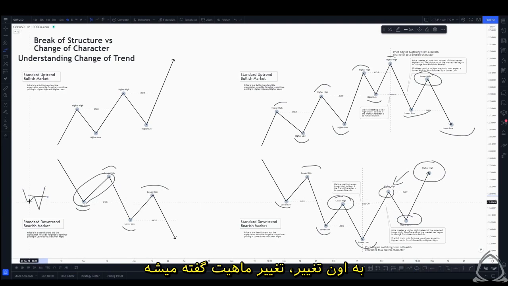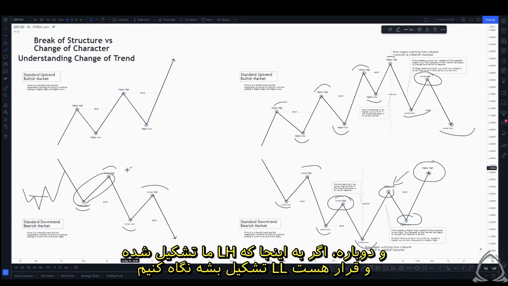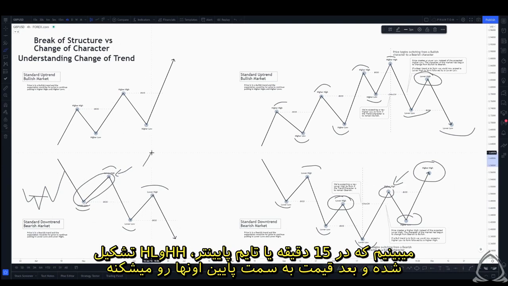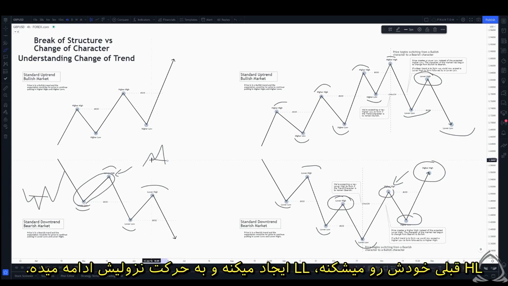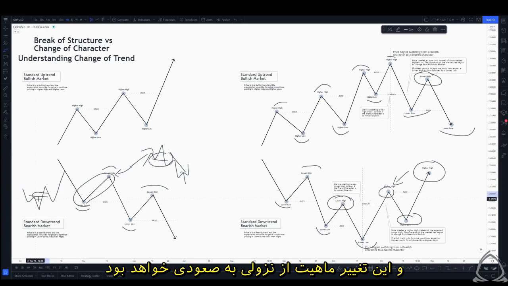That change would be called a change of character. And then once we create another higher high, we have now confirmed a bull trend on the 15-minute. And then again, if we look at this spot where we form the lower high and then start to form our lower low, we would see the 15-minute or a lower time frame creating higher highs and higher lows. Then price would break to the downside, breaking the previous higher low, forming a lower low, and then continue to move to the downside. This would be the change of character from bullish to bearish, and this would be the change of character from bearish to bullish.